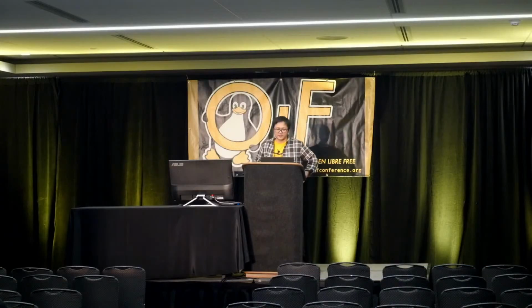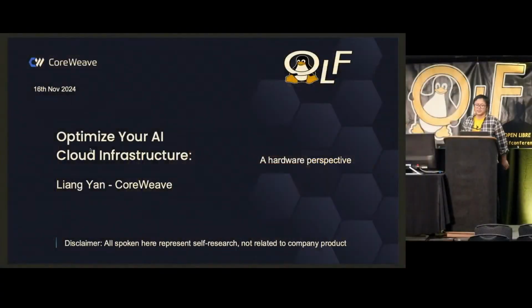I'm currently a software engineer from CoreWeave. This is a GPU cloud provider, startup model. Currently, we mostly provide GPU cloud to business customers there. We don't provide it to individual developers, but more to AI startups or other kinds of AI companies. So today I'm going to give you a topic about how to optimize AI cloud infrastructure, but not from the AI model, but from a hardware perspective.